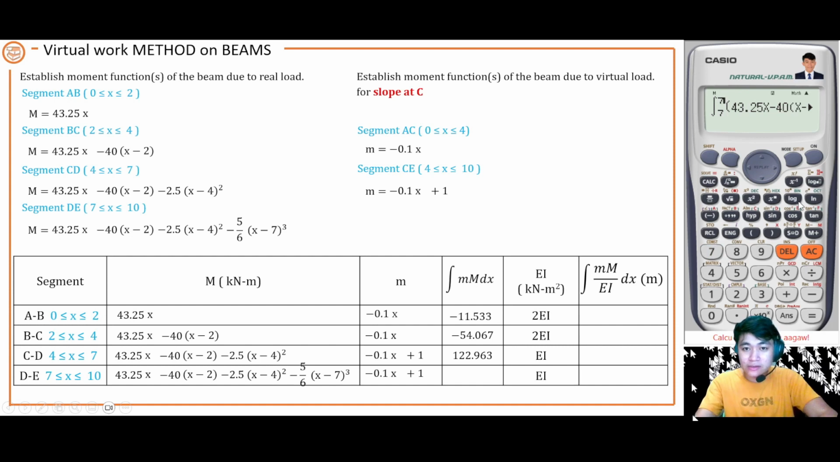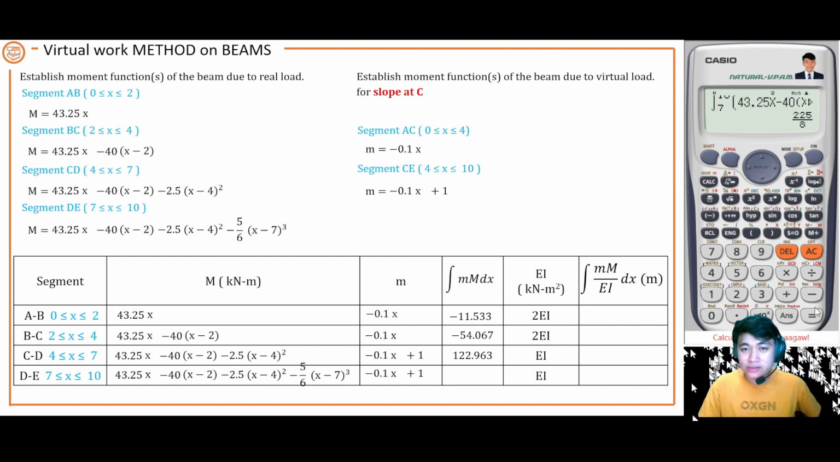And the last one is, so let's change the limits. So we have 7 to 10. Okay, negative 5 over 6. Then add x minus 7 cubed. And this one will not change. The value of m, small letter m, will not change.